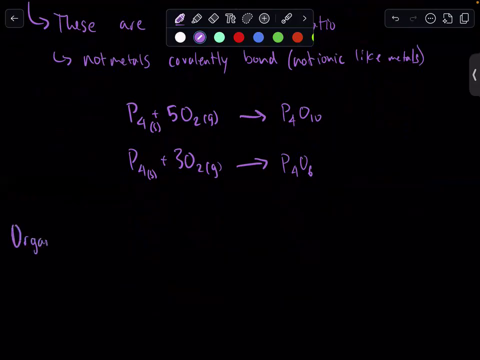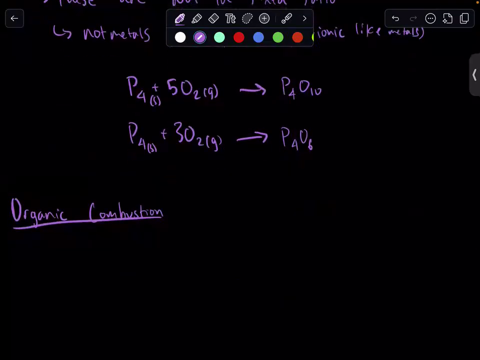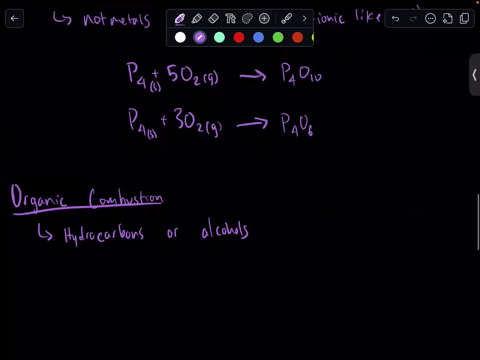All right, the last one, I was going to say hydrocarbon, but what I mean to say is organic combustion. This is the combustion that most of us are familiar with in our daily lives. This is usually with hydrocarbons or alcohols. So if you think about gasoline or a candle or rubbing alcohol or any of that stuff, that flammability, that fire is organic combustion.